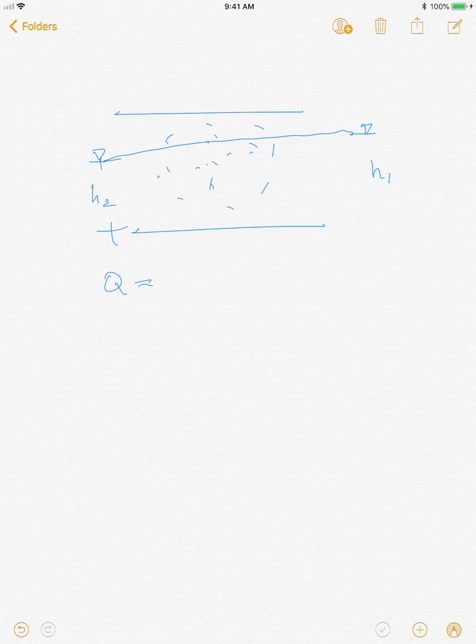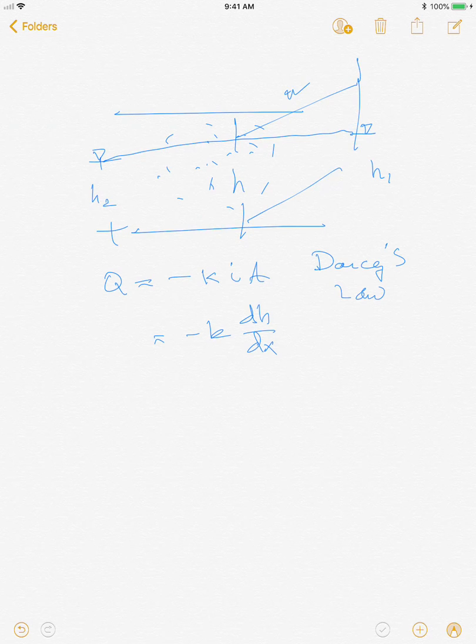So here the flow is negative K I A, and remember this is Darcy's law. Our gradient is going to be the difference in the height over the difference in x. Our area is going to be that distance h multiplied by the width of our aquifer. So that's our area. It is important to remember that this height over here is just from the bottom of your confining layer to the top of the water table. And so we can solve for the flow by doing a little bit of differential calculus, differential equations here.